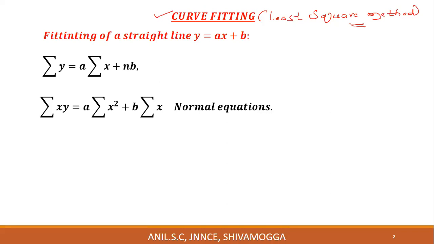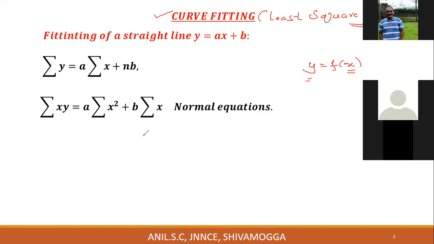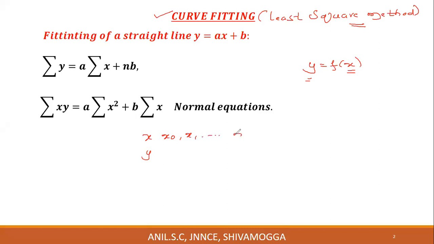Here you will be given a set of values corresponding to both the dependent and independent variable of the straight line y is equal to ax plus b or y is equal to f of x. Here x is called independent variable and y is called dependent variable. For different values of x, y takes different values. Therefore, x is called independent variable and y is called a dependent variable. You will be given a set of values like this: x takes values x0, x1, x2, etc. xn. Correspondingly, y takes values y0, y1, and so on, yn.